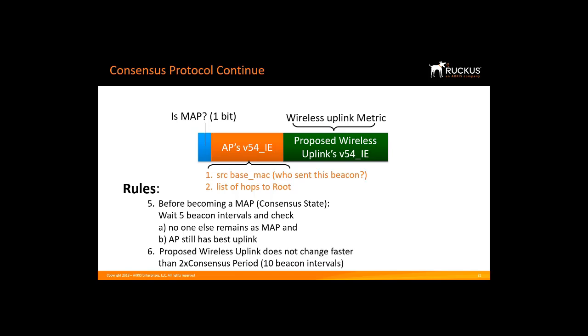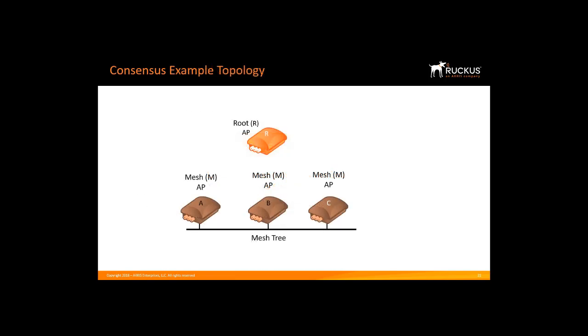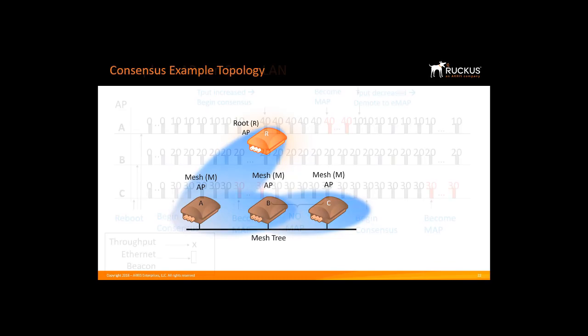And finally, Rule 6. The proposed wireless uplink must be stable for up to 10 seconds before an AP may claim MAP status. Here is a consensus example that we'll use in the next slide. We have 3 APs that are wired together on the same Layer 2 Ethernet network, meshing APs A, B, and C. In this example, all 3 APs are powered on and rebooted at the same time. The next slide will walk us through the consensus protocol calculations.